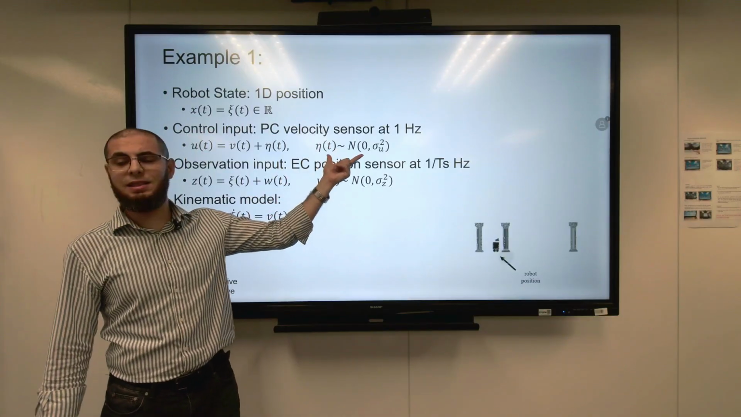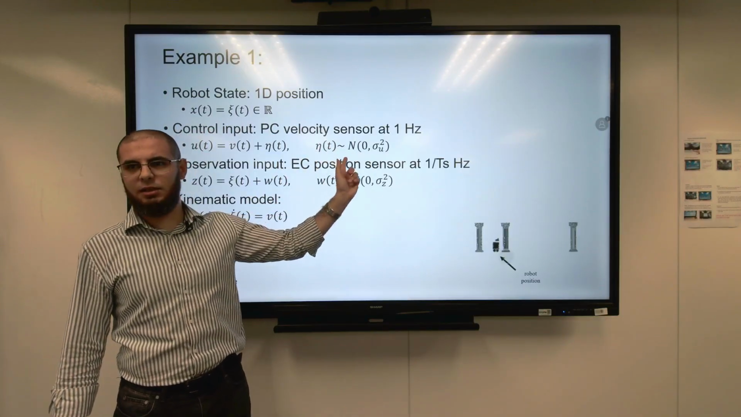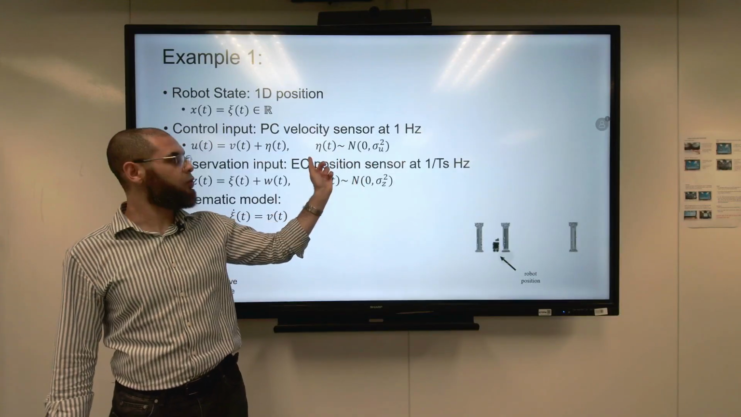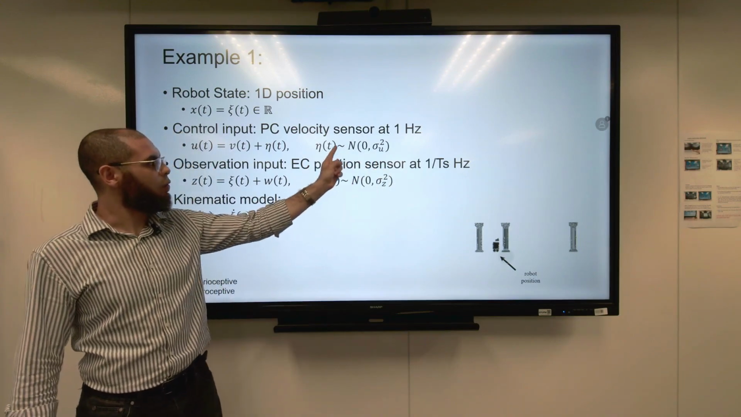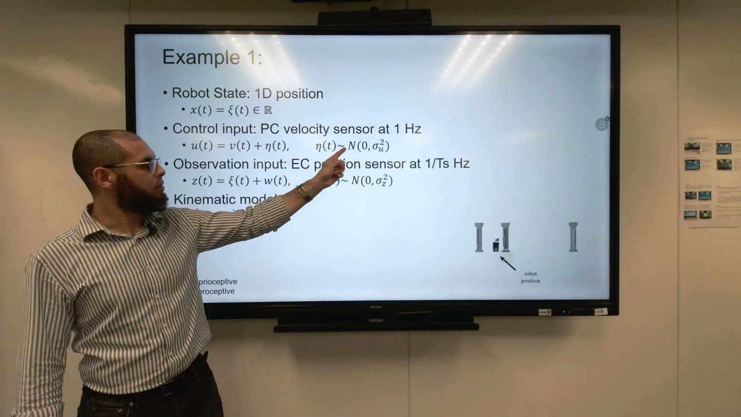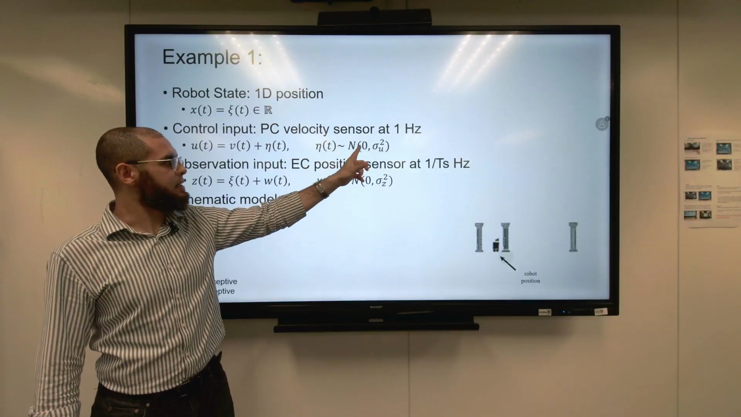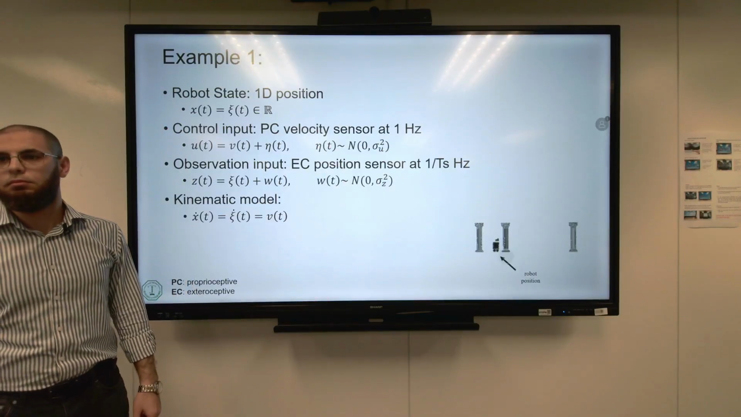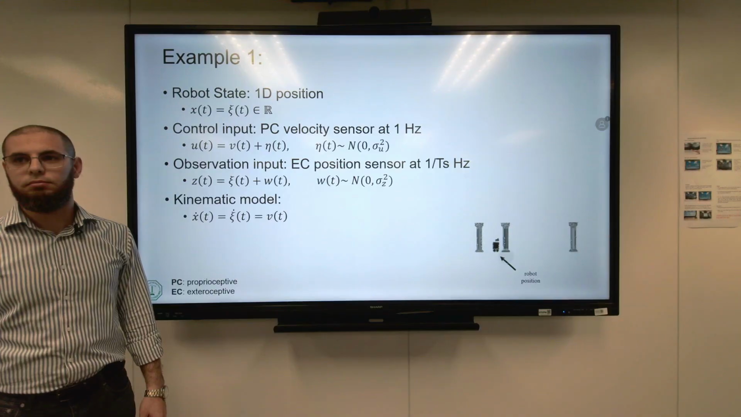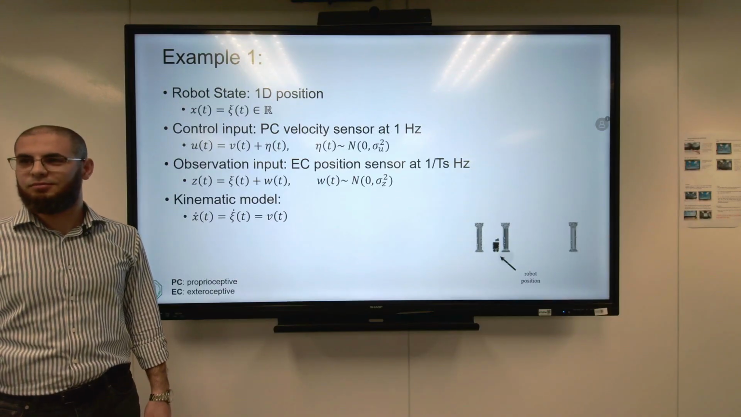And what does this equation mean? I mentioned it last time and I repeat it again because this is very important. How do you read this notation? What does it mean that eta of t tilde N(0, sigma u squared)? What does this mean? Can I guess? Because I wasn't there. You weren't there? Okay, but I can guess.